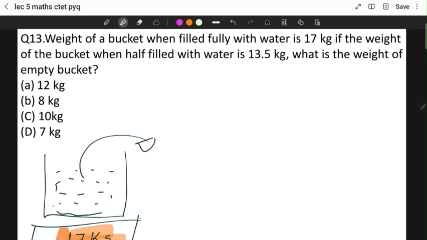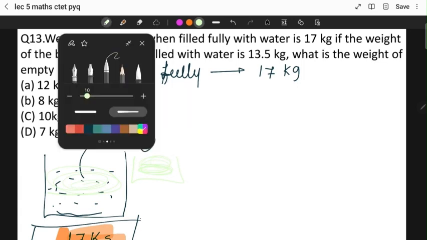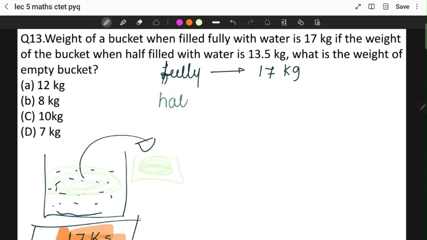Okay, 17 kgs. So bucket fully filled, the weight is 17 kg. If I remove half of the water from this bucket, then the left half bucket weight is equal to 13.5 kg. So what is the difference between the fully and half bucket? The difference is 3.5 kgs.